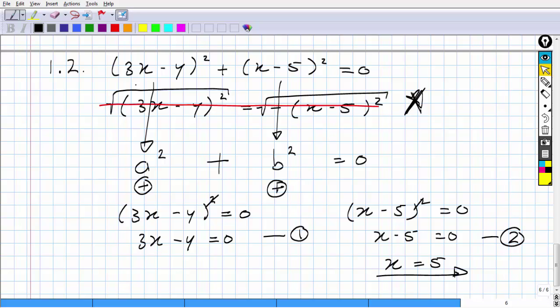Yay, done. We substitute that one back into this one, and we can say 3 times 5 minus y must equal 0. And by taking y to that side, we can see y equals 3 times 5, which is 15. So y equals 15. We've done y equals 15, x equals 5, and we've solved that problem.